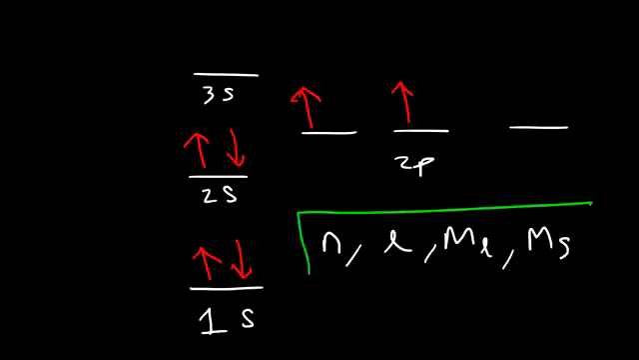So that's the basic idea behind Pauli's exclusion principle. So each electron has a unique set of four quantum numbers. So you could think of these four quantum numbers as the address of an electron. Every unique set of four quantum numbers describes a specific electron within an atom. And so no two electrons can have the same set of four quantum numbers.